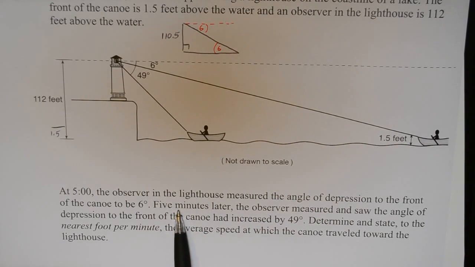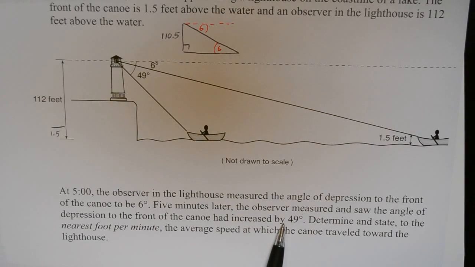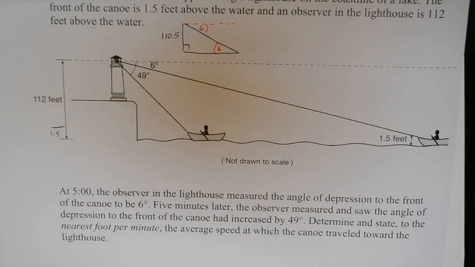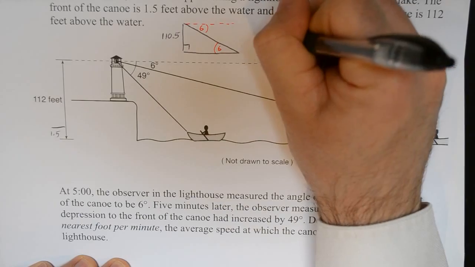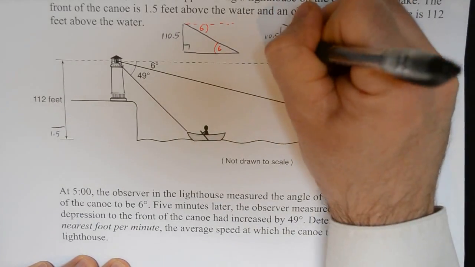5 minutes later, the observer saw the angle of depression to the front of the canoe had increased by 49 degrees. Determine and state to the nearest foot the average speed the canoe is traveling. So that's a second triangle that I need. So I'm going to draw, again, a second triangle here. This is still 110.5, and that's still a right angle.